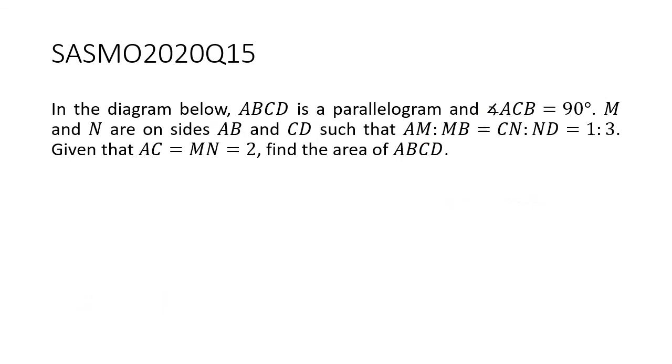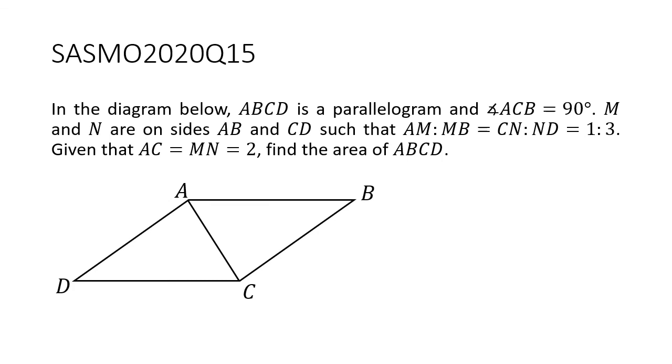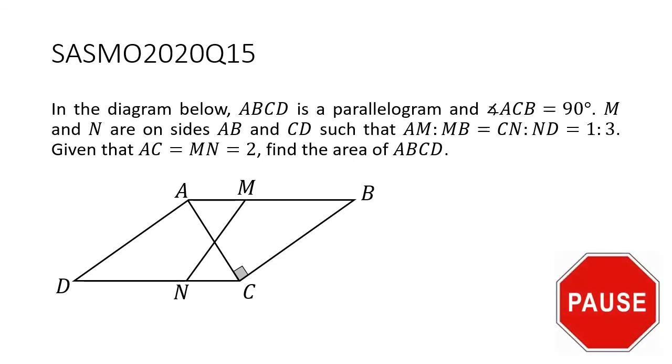We have come to the last question of today's video, question 15. In the diagram below, ABCD is a parallelogram. Angle ACB is equal to 90 degrees. M and N are on the sides AB and CD respectively, such that the ratio AM to MB is equal to the ratio CN to ND and is equal to the ratio 1:3. Given that AC equals MN equals 2 units, find the area of the parallelogram ABCD. Pause the video here and give this question a good try.